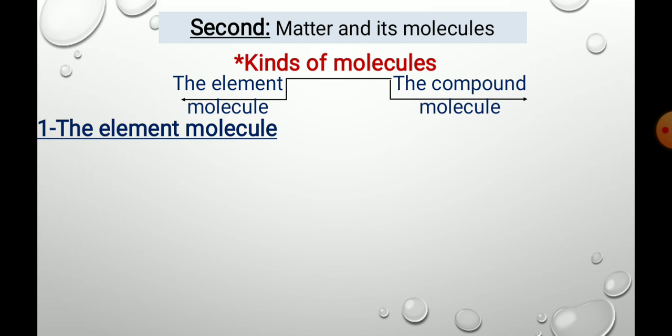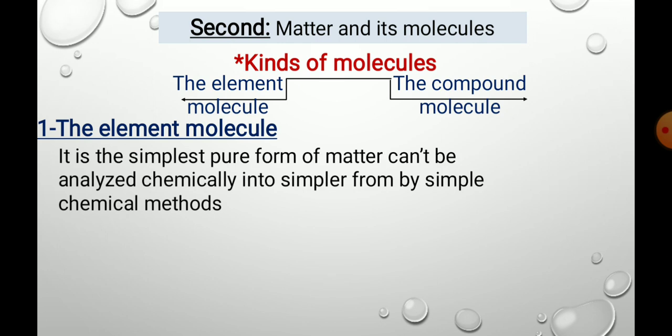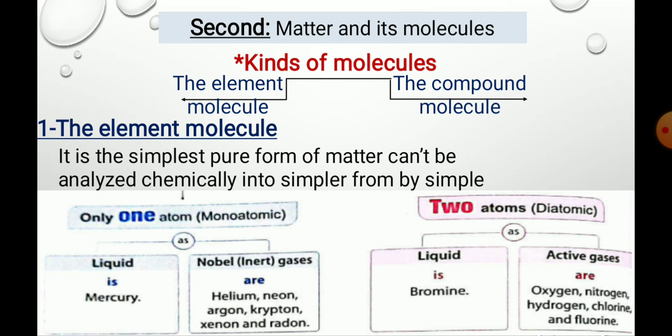What is the definition of the element? It is the simplest pure form of matter which cannot be analyzed chemically into a simpler form by simple chemical methods. We have two types of element molecules. Number one, formed of only one atom, so we call it monoatomic. Number two, formed of two atoms, so we call it diatomic.